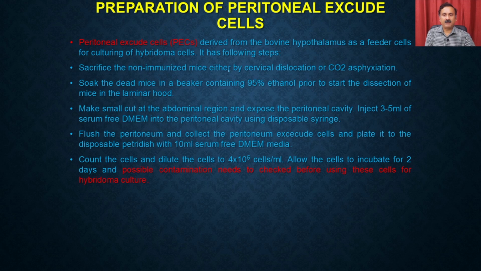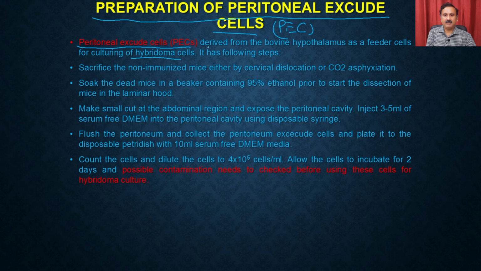For making the hybridomas, you first have to do some preparative steps. First you have to prepare the peritoneal exudate cells, also called PEC cells. These PEC cells are required because they are used as feeder cells for the hybridomas. These peritoneal exudate cells are derived from the animal as feeder cells for culturing the hybridoma cells. It has the following steps.